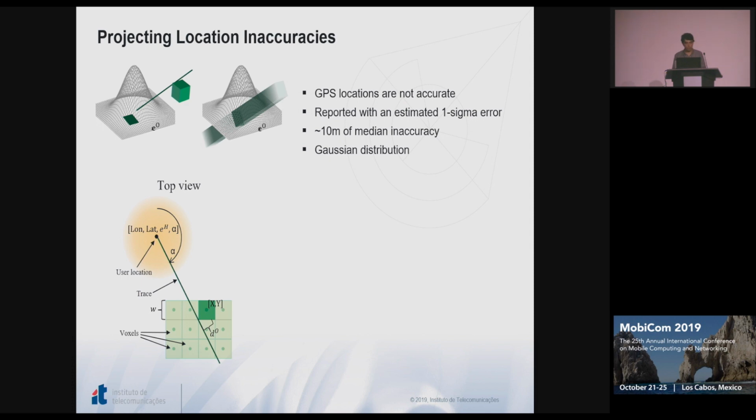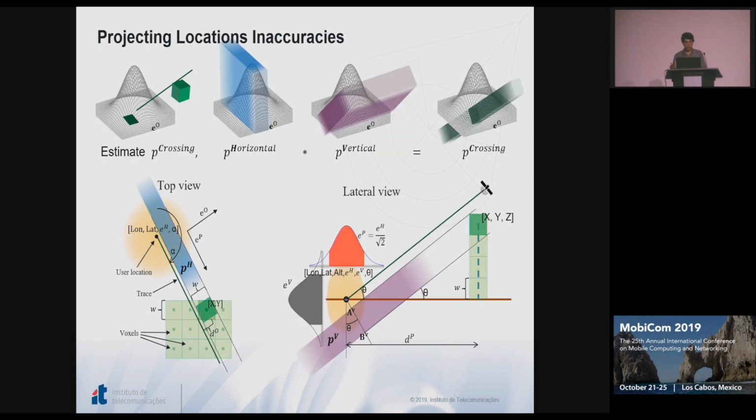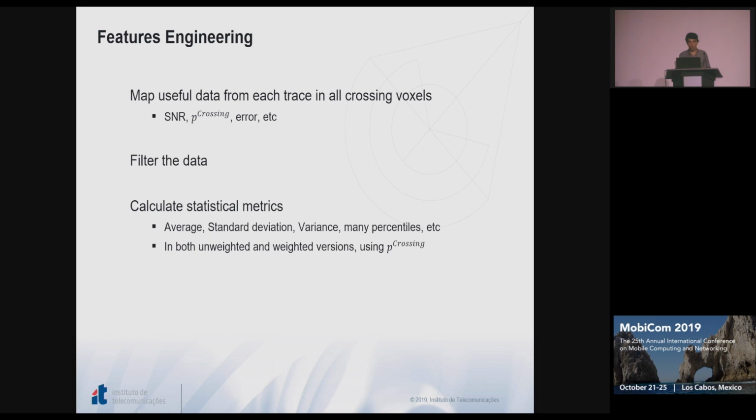To calculate the probability of the user being inside that shadow, we divided that area in two orthogonal 2D regions, in this image represented by the blue area and the purple area. These areas can be calculated using Gaussian probability distribution functions. Then, after mapping all of the location data to probably crossing voxels, we extract some features. We start with the variables that we have, namely the SNR, the probability itself, the error, and other variables that we can think of.